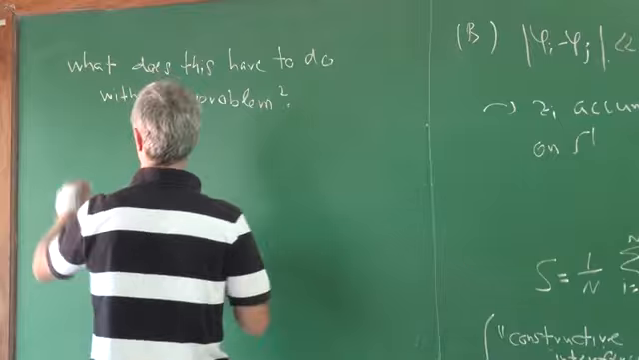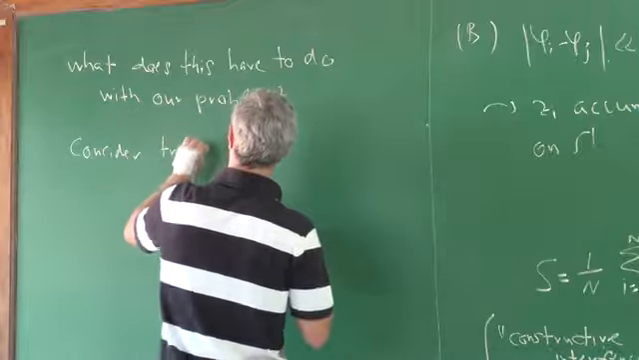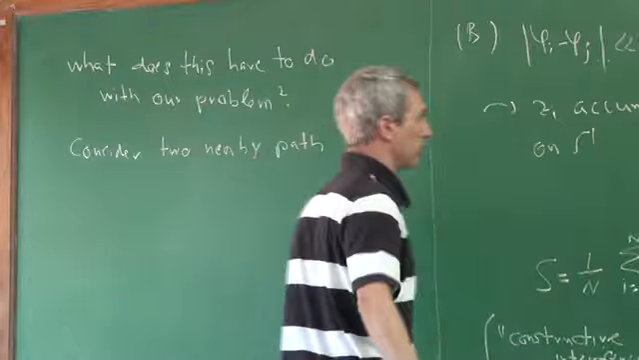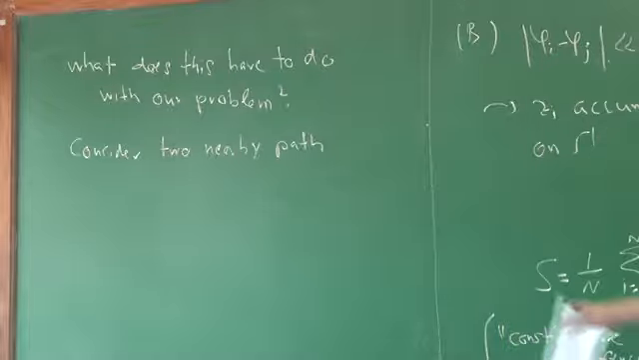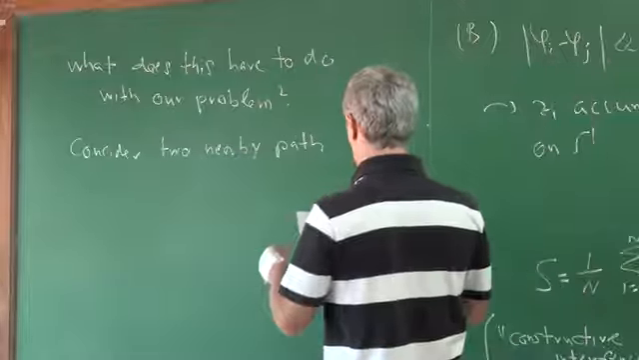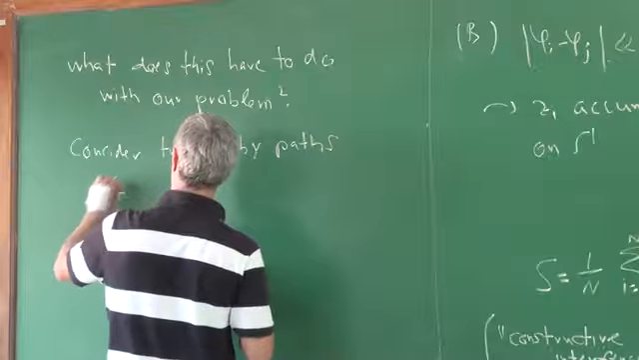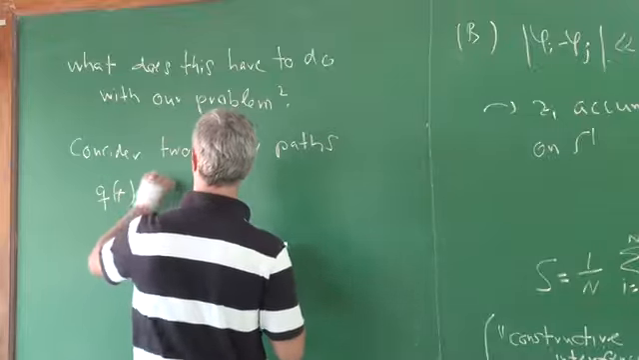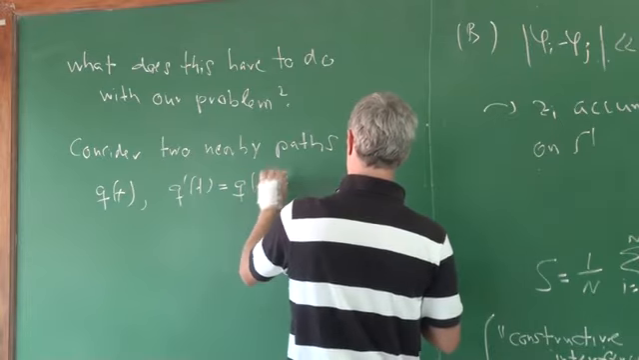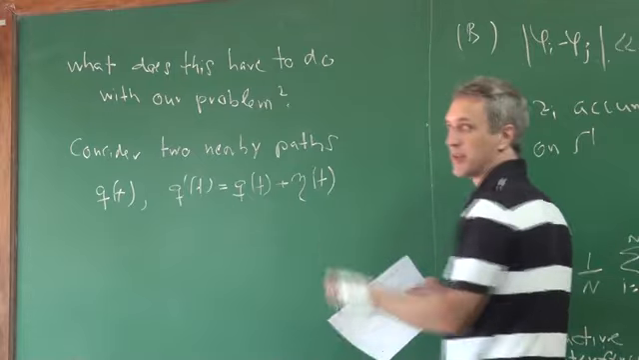Well, if you just consider two nearby paths. So we integrate in this path integral over all possible paths. So let's look at the contribution of two nearby paths, okay? Which we call Q of t and Q prime of t, which I write as Q of t, the same path, with some deviation eta, where eta is small in some sense, okay?